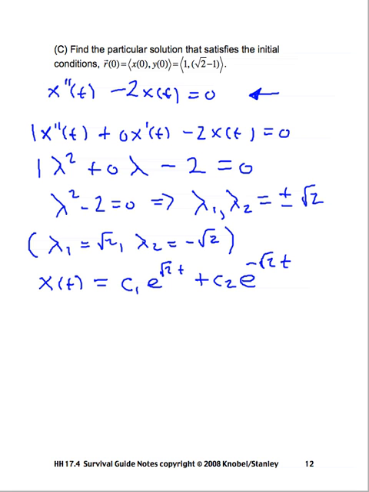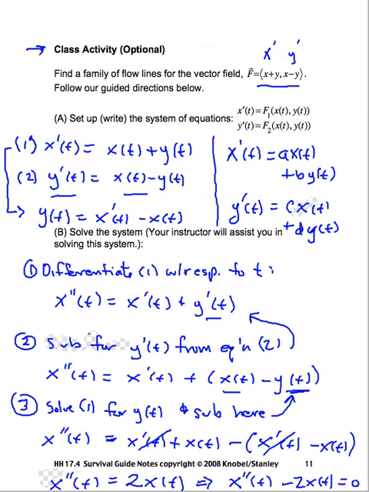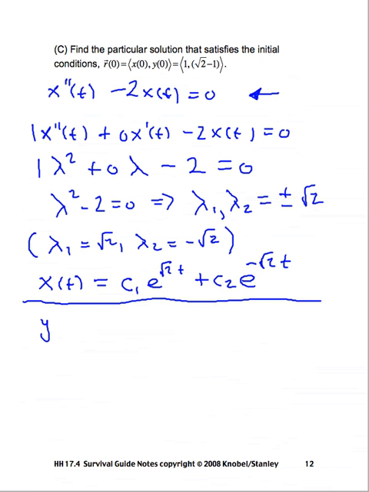Now to determine C1 and C2, I also need to solve for y, so let me just go back a page. Remember, y of t was x prime minus x of t. I know what x is, so I can find x prime of t. So to find y, I use that solution, just solving equation 1 for y of t. In terms of x and x prime, I can get y, so let me write that. So y of t is equal to x prime of t minus x of t.